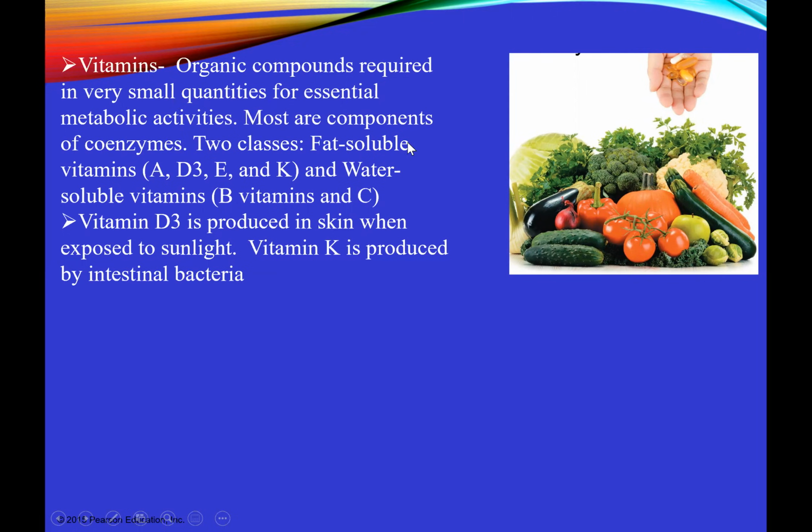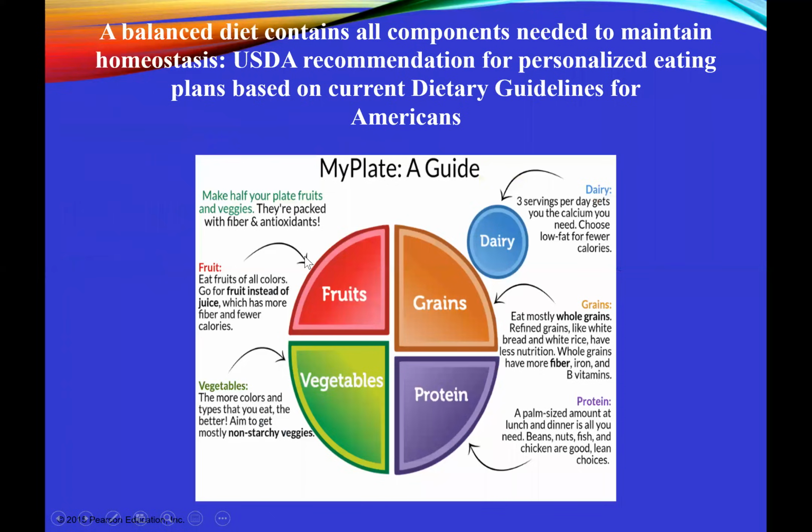Just a few examples of fat soluble vitamins: A, D3, E, and K. Water soluble vitamins are B and C. Vitamin D can be produced by the skin when we are exposed to sunlight, and vitamin K is produced in the body by bacteria that live in your intestines. Very interesting. So minerals also we require in small quantities, and you already know, if there's an iodine deficiency, that can lead to goiter and other endocrine problems.